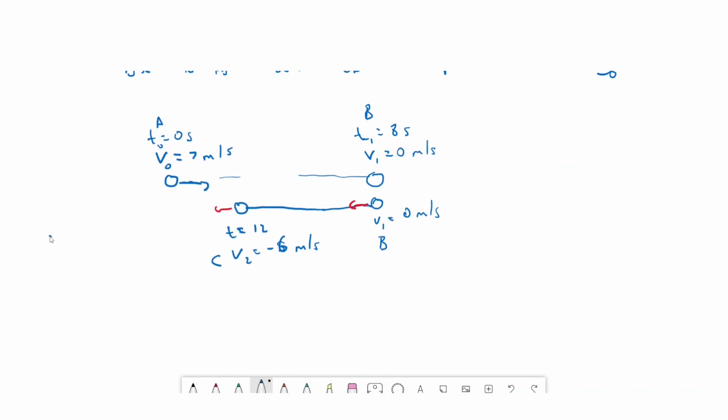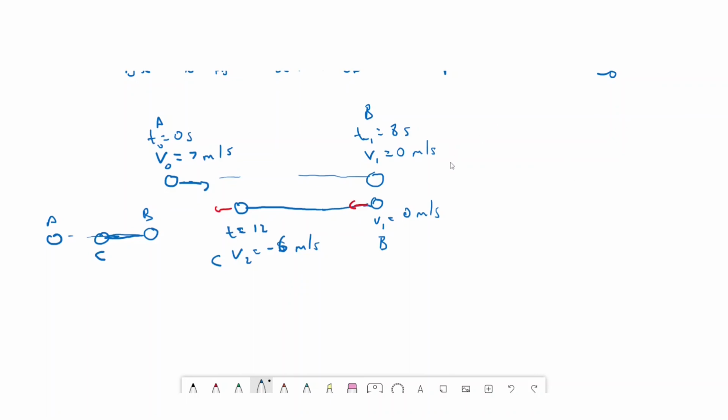Otherwise, I could draw it in one line and say they start here, they move, they get to position B, then they come back, and then they end up at position C. So I could say this is A, this is B, and this is C. You see, if I drew it like this, it was going to be a little bit confusing. So that's why I separated it, right? But they are moving along the same line. It's not like they changed roads or something. No, they're still moving along the same road.